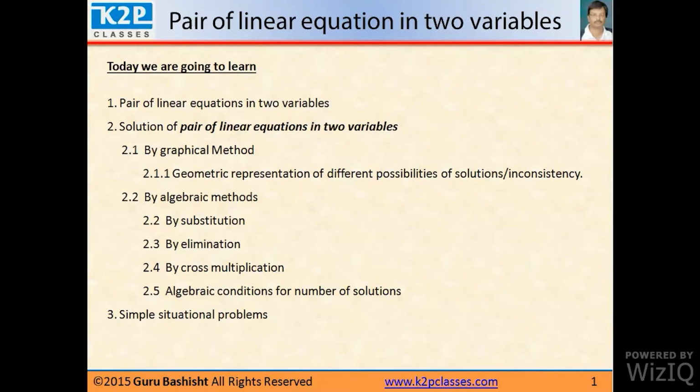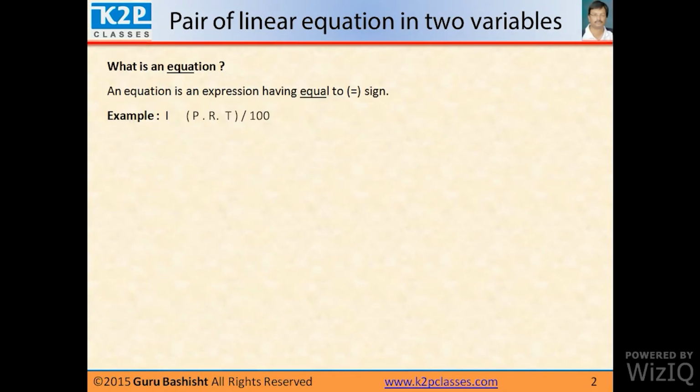These are the topics which we are going to study today. What is an equation? An equation is an expression having an equal to sign. Example, I, interest, equal to principal amount into rate into time by 100. Here you can see that this is an equation. Why? Because there is an equal to sign.